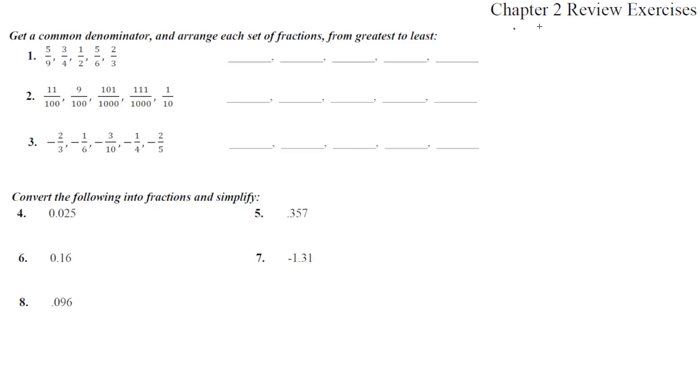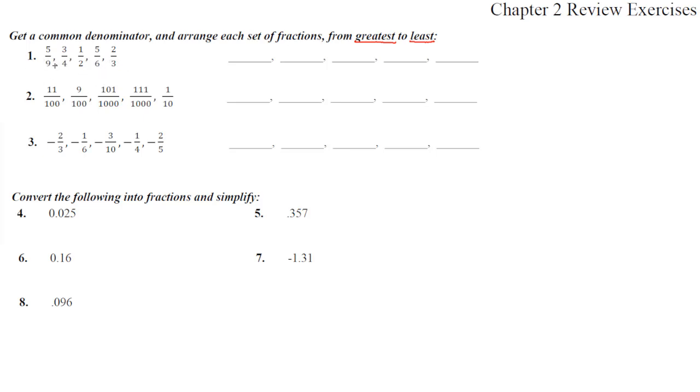Here we are in Chapter 2 review exercises numbers 1 through 8. Number 1, it says get a common denominator and arrange each set of fractions from greatest to least. Okay, we got to work on this. So we got to get a common denominator here, something that 9 and 4 and 2 and 6 and 3 will all go into. Let's try it.